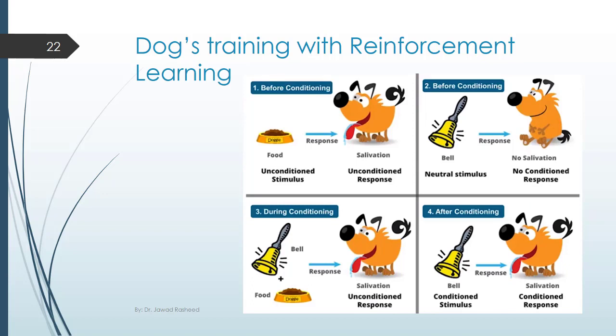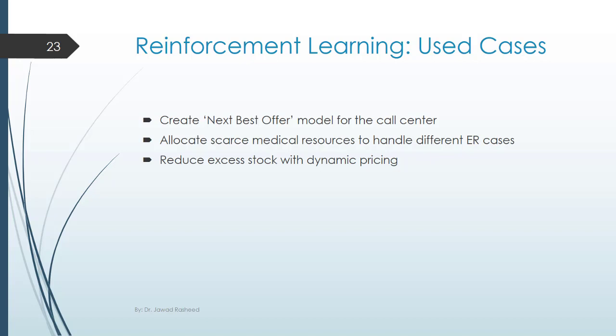So I hope you understand what reinforcement learning is. Now let's move on and see how reinforcement learning is applied in the field of banking, healthcare, retail, and some other sectors. Starting with the banking sector, reinforcement learning is used to create the next best offer model for a call center. This is done by building a predictive model that learns over time as the user accepts or rejects offers made by the sales staff.